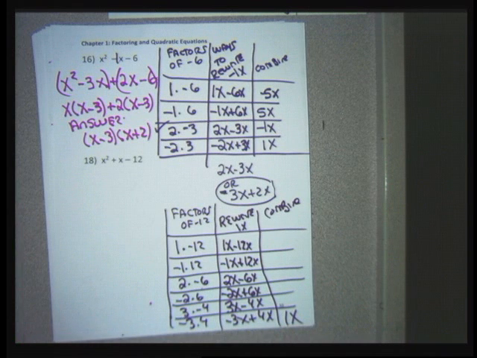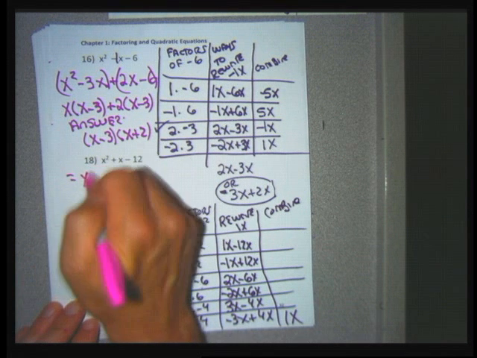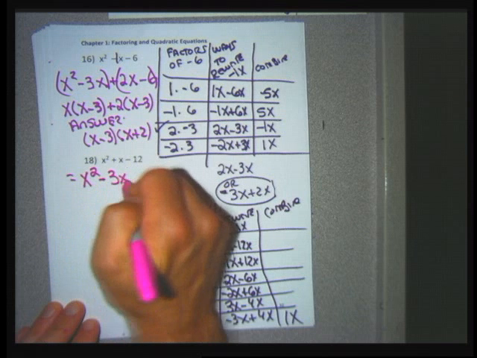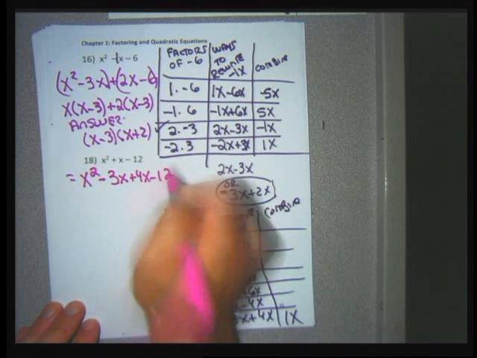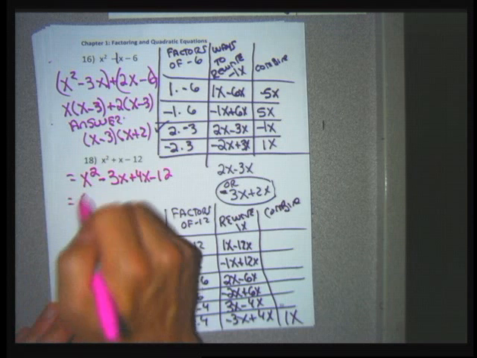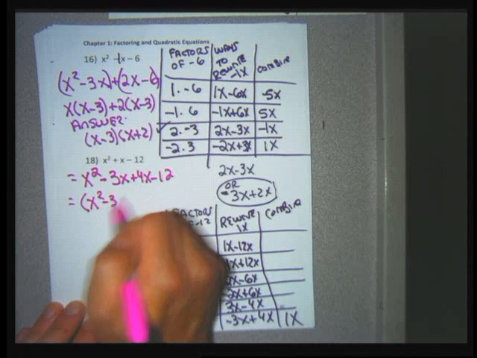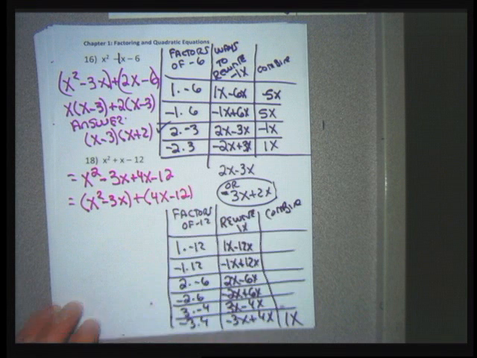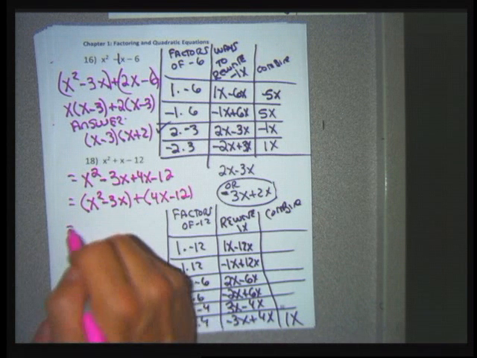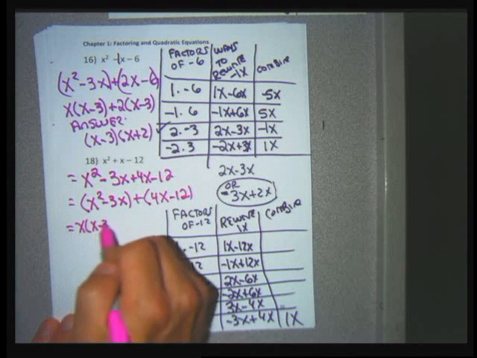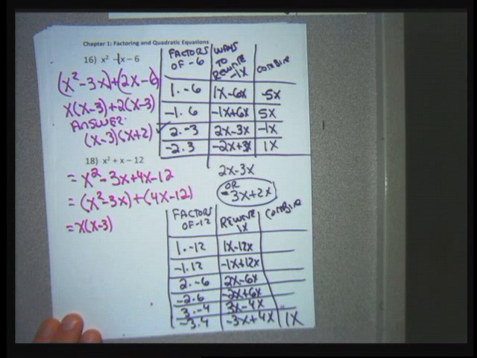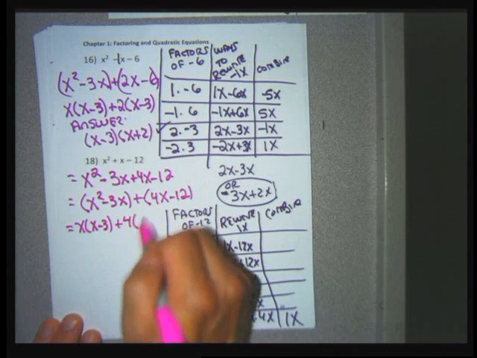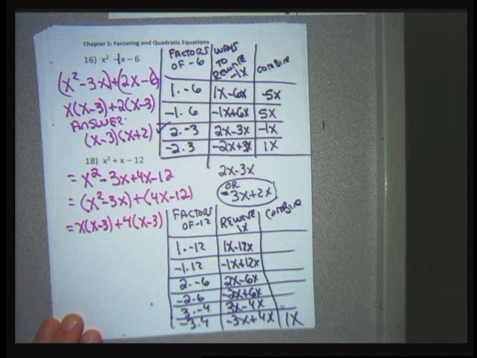So I'm going to rewrite this problem with a minus 3x and a plus 4x. So I'm going to say this is x squared minus 3x plus 4x minus 12. Now I'm going to factor by grouping. I'm going to make an x squared minus 3x in one parentheses, and then a plus sign, and then a 4x minus 12 in the second parentheses. First parentheses is a common factor of an x. When you factor out an x, you're left with an x minus 3. Second parentheses is the common factor of a 4. When you factor out a 4, you're left with an x minus 3.